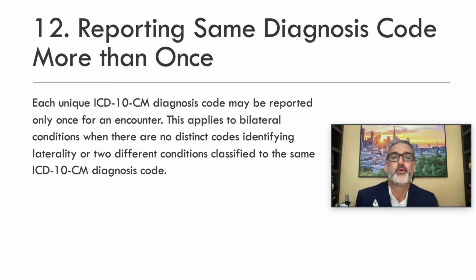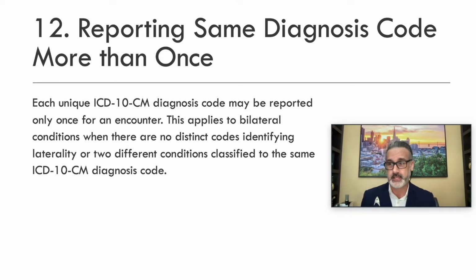And next we have reporting for part number 12 here, reporting the same diagnosis code more than once. We don't do that. Simply put, every single individual diagnosis code can only be reported once on the claim form. Now, if the patient has similar conditions, so the codes are really close to one another, but they're different, then we can still code them if they're different.